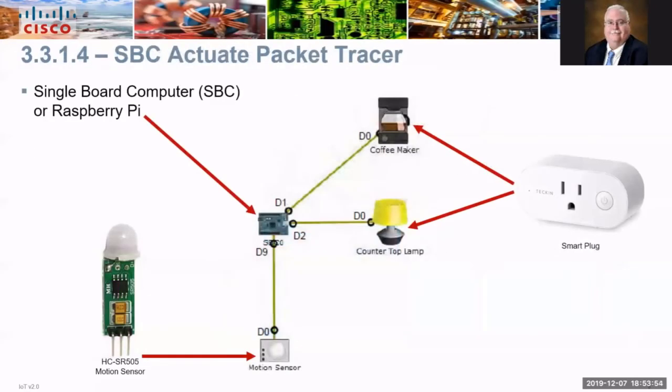Packet Tracer Lab 3.3.1.4, SBC Actuate. Time to complete is approximately 30 minutes. Difficulty level intermediate. In this packet tracer activity you will use a Raspberry Pi or single board computer, SBC, to control the coffee maker and countertop lamp based on the input of the motion sensor. This lab could be done on real equipment if you have a motion sensor and something to control. I have given you some ideas of real components to use.